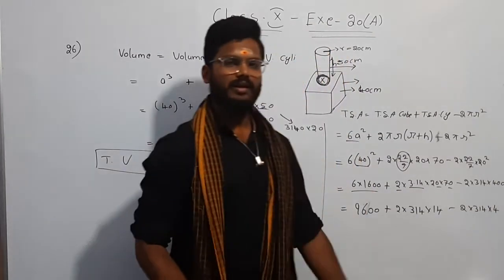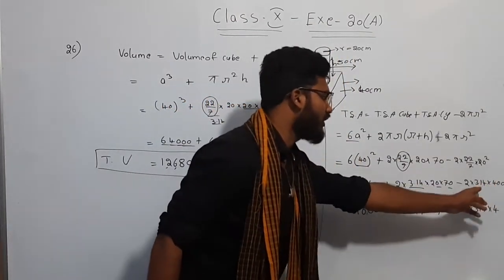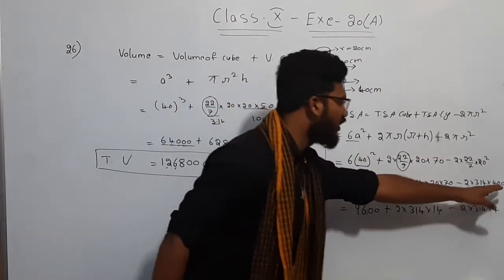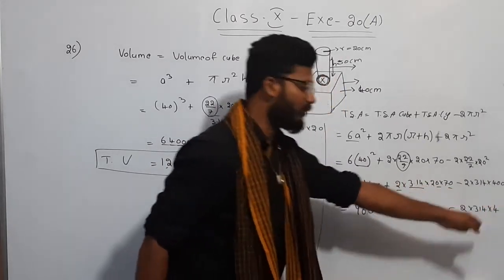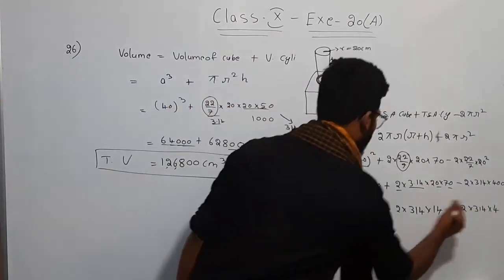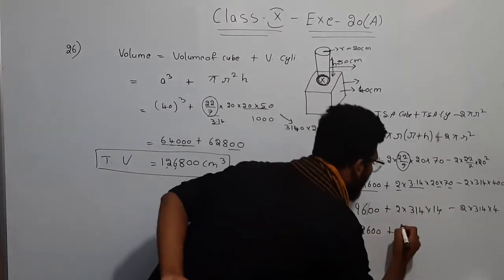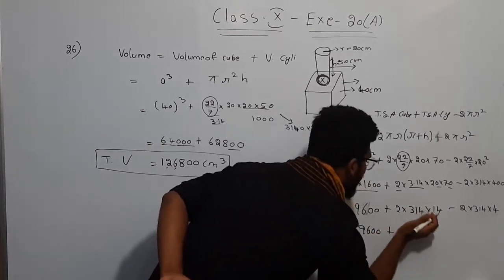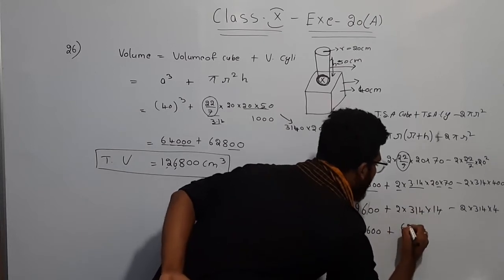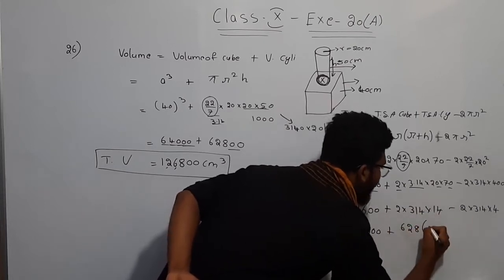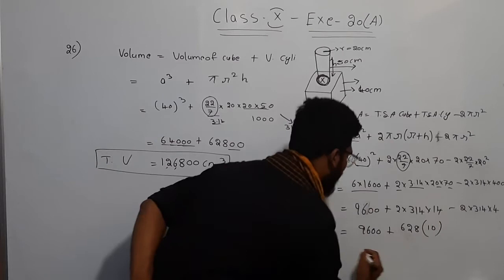Why? Because instead of finding the value 314 into 400, what I did? I can write 400 as 4 into 100, right? 4 2s are 8. So 9600 plus, if I take 2 times 314, how much is it? 628 common. How much will we get? 14 minus 4, it is 10, right?